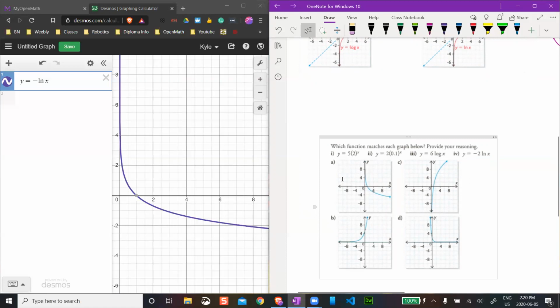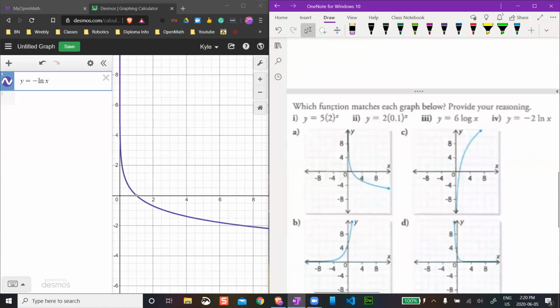Provide your reasoning. Okay, well, first off, first one, exponential, right? We got an exponential function. I'm going to zoom in a little bit. So we got an exponential function, so it's something to the power of x. So what would that look like? Let's even just type it in. We don't need to type it in. We can figure this out.